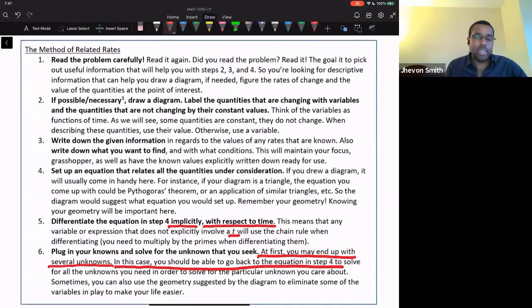And that's basically it. So you're going to read the problem. You're going to draw a diagram. You're going to write down what you know and what you want. You're going to set up an equation. You're going to differentiate that equation implicitly with respect to time. Then you're going to plug stuff in and solve for the thing you want. Occasionally, you can't do that all in one shot. You're going to have too many unknowns. So what you do is you go back to step 4 and you're like, okay, let me find the extra unknowns that I don't yet know. And then you go back to step 6.